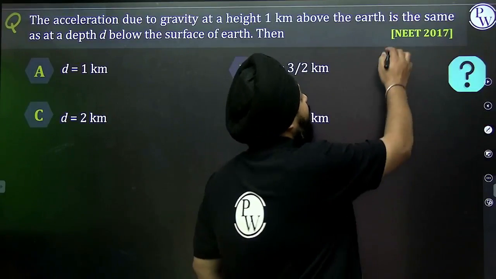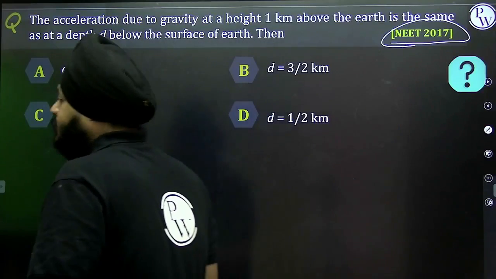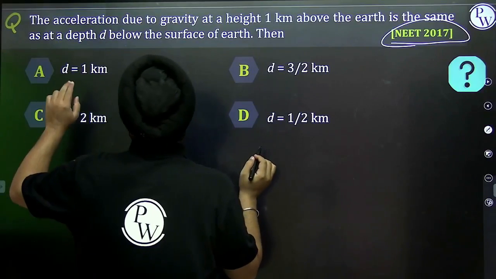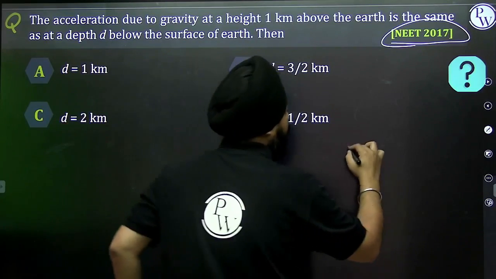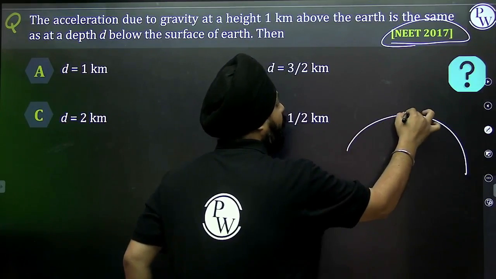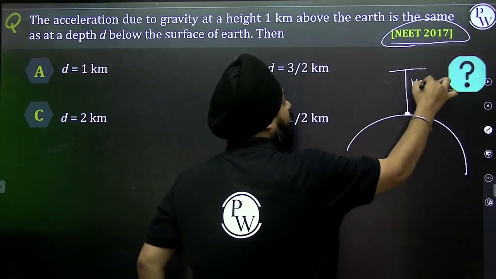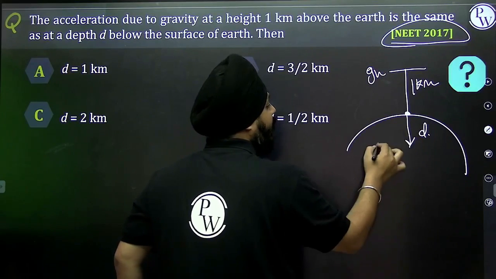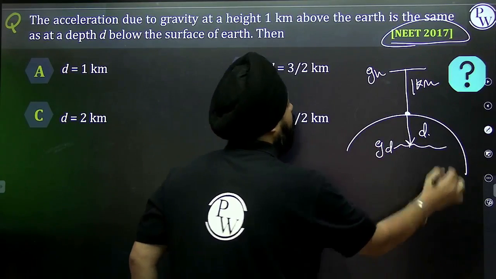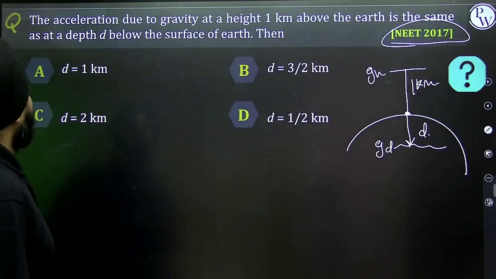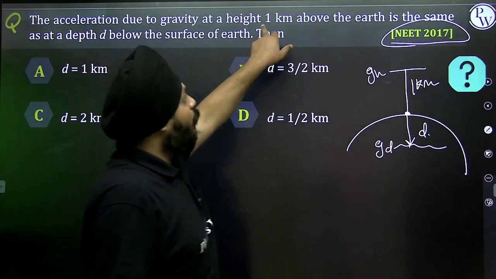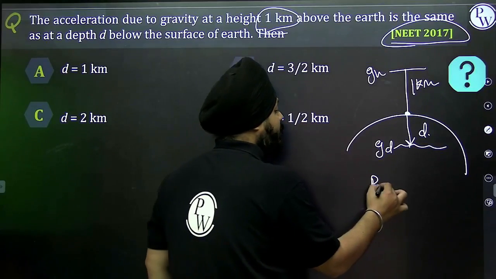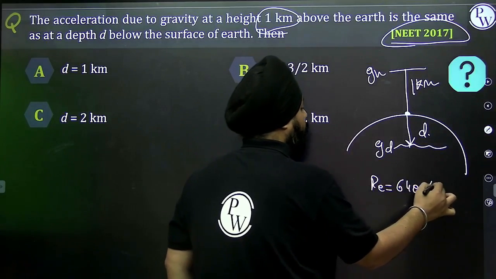In NEET 2070, one question was asked. The acceleration due to gravity at height 1 kilometer above the Earth's surface is the same as at depth d below the Earth's surface. Now see, you can see this 1 kilometer. What is the radius of the Earth? The radius of the Earth is 6400 kilometer.